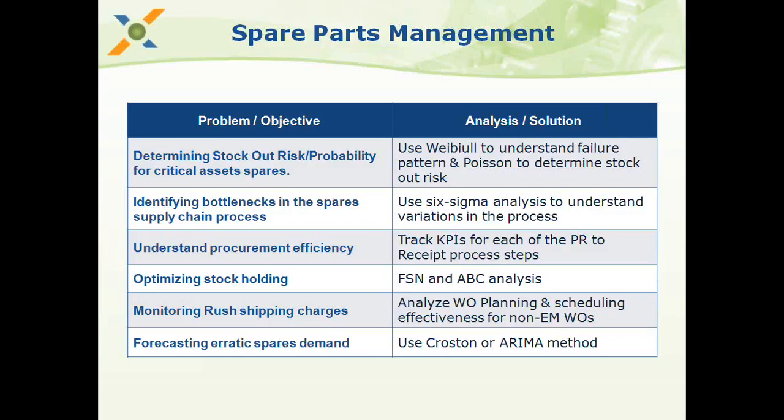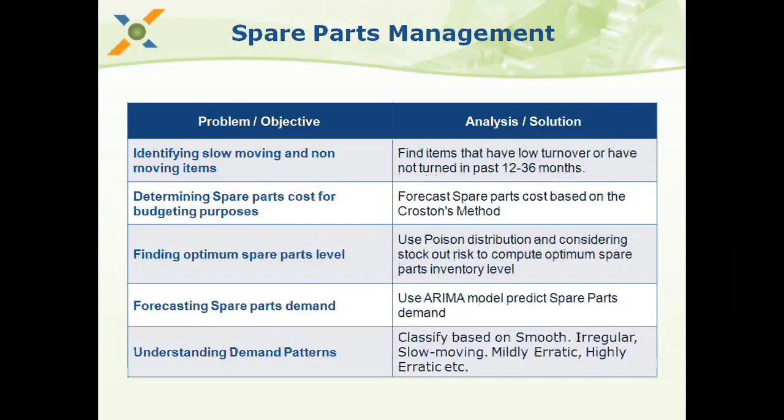Some spares have erratic demand, so there are some statistical techniques like Croston or ARIMA method to determine the demand for such spares. Some other examples: you want to identify which are slow-moving, non-moving, as discussed earlier. So you can have certain parameters. Any stock which has not moved in the last 36 months, maybe you can tag it as non-moving, and in case it's 12 to 36, you can say slow-moving, etc. The frequency of usage can be monitored, and then you can accordingly tag the asset or determine the movement of that asset itself.